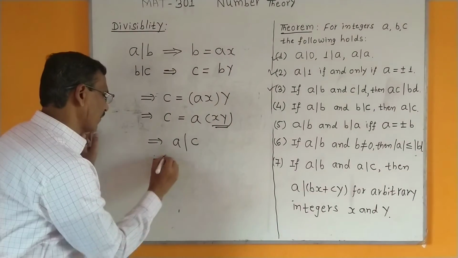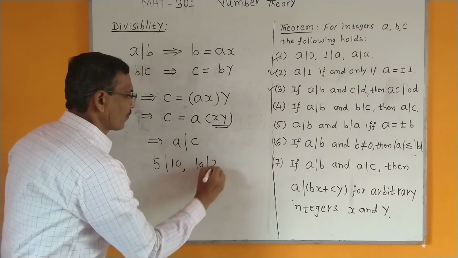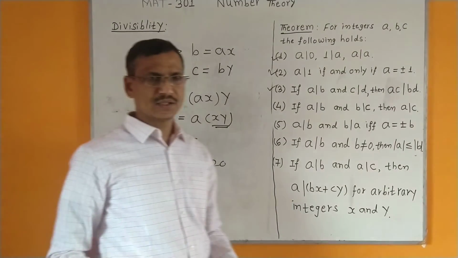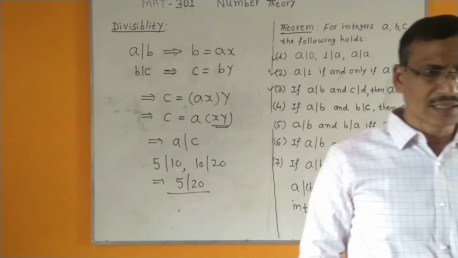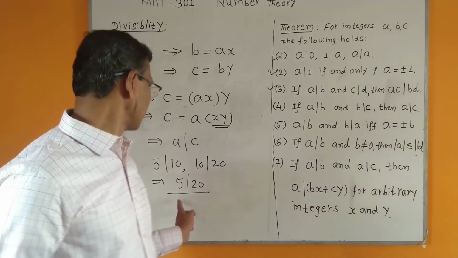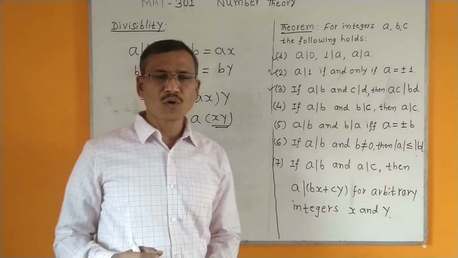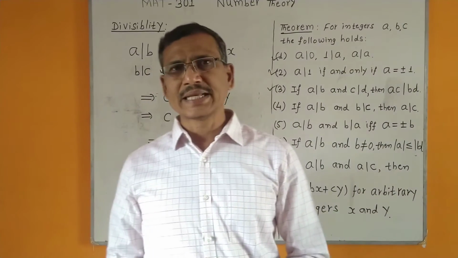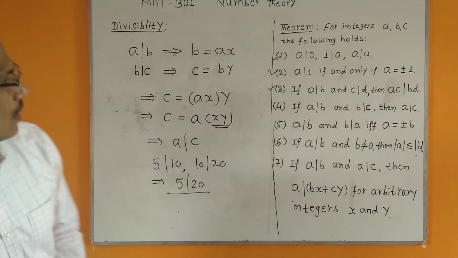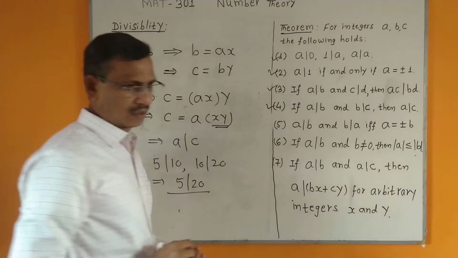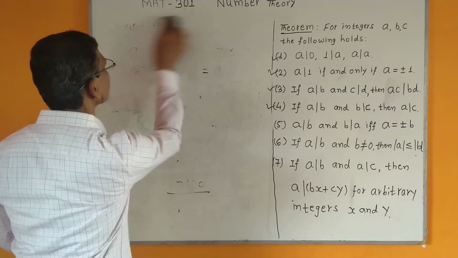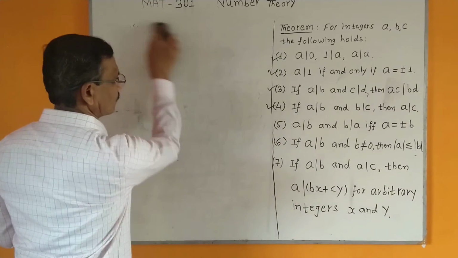For example, 5 divides 10, 10 divides 20. This implies clearly 5 divides 20. This is true. This is a property: if one integer divides the second integer and the second divides the third integer, then clearly the first integer divides the third integer. Or you can consider 2 divides 4, and we know that 4 divides 16, and no doubt 2 also divides 16. Now we have proved the fourth result. Now we shall try to prove the fifth result.